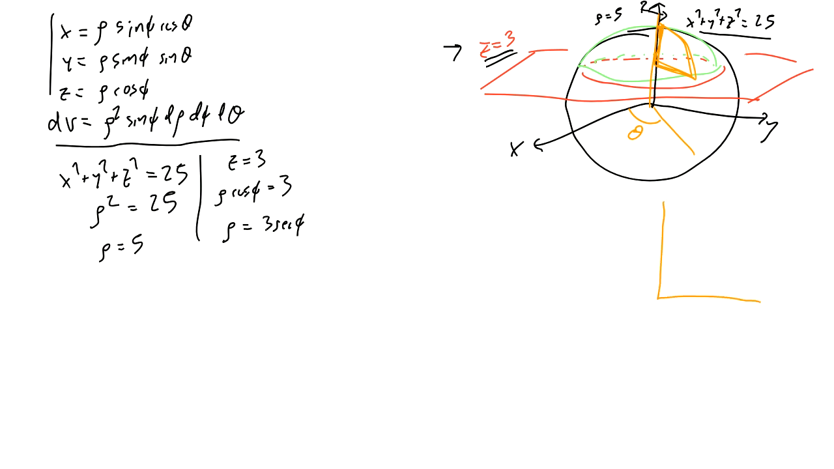If this is a radial line, then I'll call this the r-axis and this is the z-axis. And the piece of the solid I've got looks something like this, where this curved part is part of the sphere, rho equals 5, and this horizontal line is part of the plane, which is rho equals 3 secant phi.